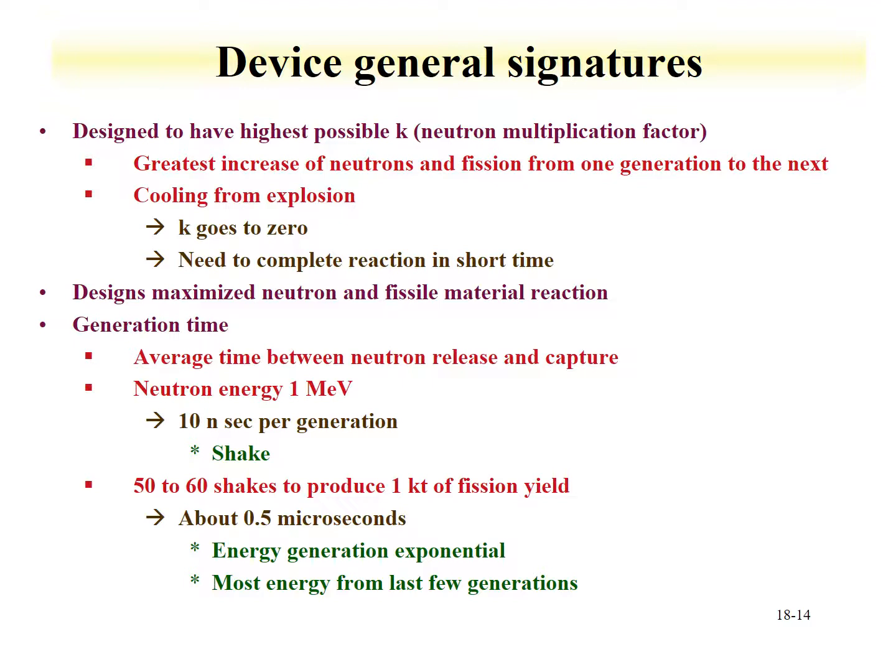So think about it, if you look at a typical diagram, you have one generation fissioning, those neutrons go off, fission something else. That generation is called a shake, and each shake has a neutron energy of about 1 MeV and has a time period of about 10 nanoseconds. 50 to 60 shakes produce about 1 kiloton of fission. This is about half of a microsecond, and this is an exponential type of reaction. So most of the energy is just from the last few generations.